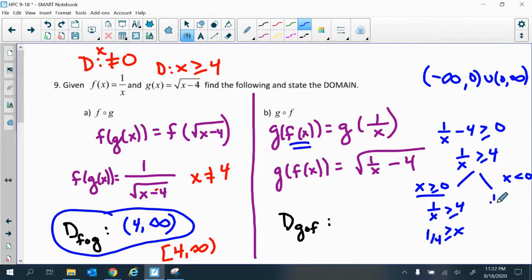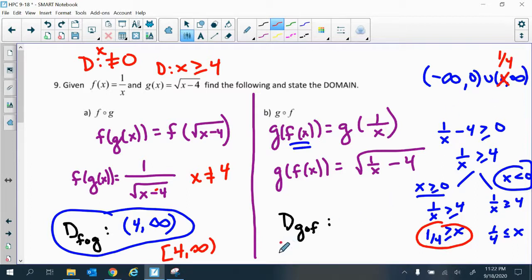Likewise, if I have 1 over x is greater than or equal to 4, but x is less than 0, when I cross multiply, I have to flip the sign. So x is greater than 1/4. This is more restrictive on the right side, and this is more restrictive on the left side, which means that I have to change this to be 1/4 in order to get my final answer. So I have negative infinity to 0, union 1/4 with a bracket to infinity.